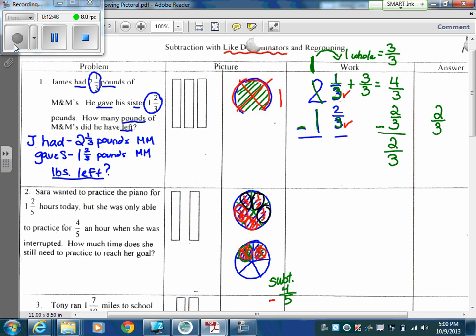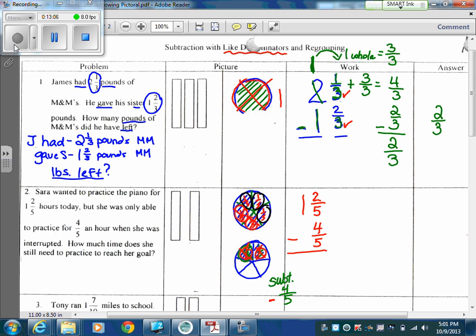Okay, so let's look at what that would look like in our pictures again. We started out with 1 2/5. Remember, I changed it to pizzas for the visual, so we're going to leave the question alone for a minute, the details. I just want to think pizza. I started out with 1 2/5. We needed to subtract 4/5.